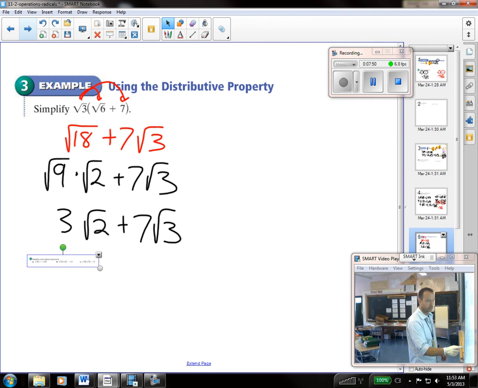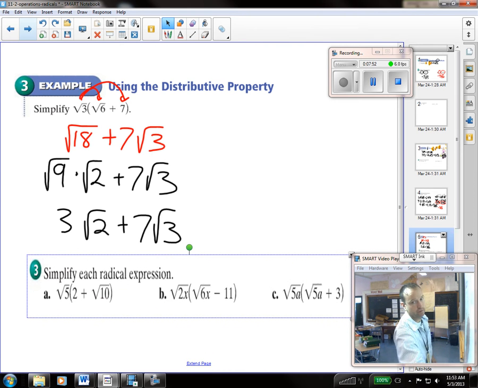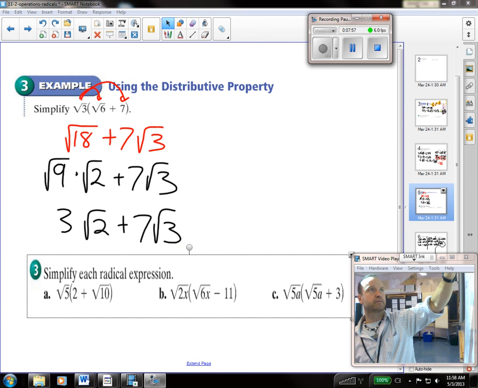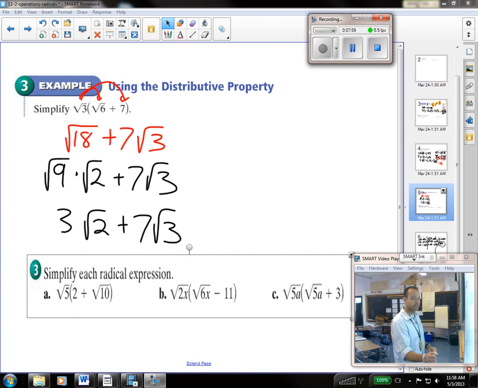Okay. Here are some problems to try. Give them a try. All right, so we should have these 3 done. The answers are going to be up in a minute, so make sure you have them all done.